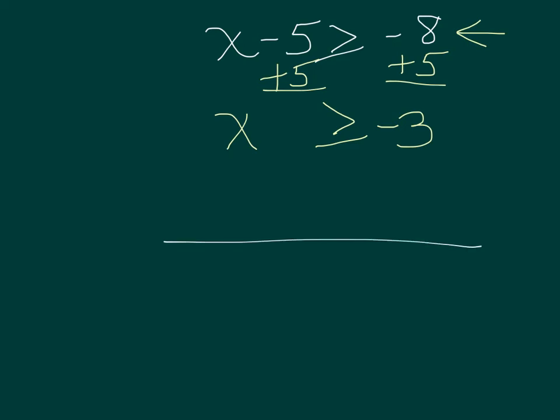So let's go ahead and graph that. We've got our number line. I'm going to go a little faster here, guys. We're at negative 3. Open circle or closed circle? Gianna says closed circle. Very good, Gianna.